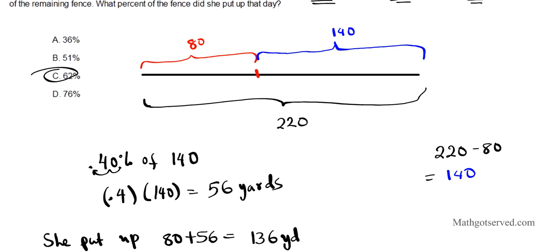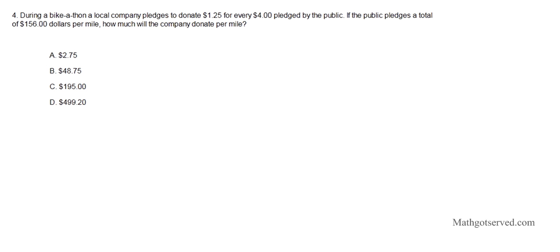All right, let's move on to number 4. It says during a bike-a-thon, a local company pledges to donate $1.25 for every $4 pledged by the public.